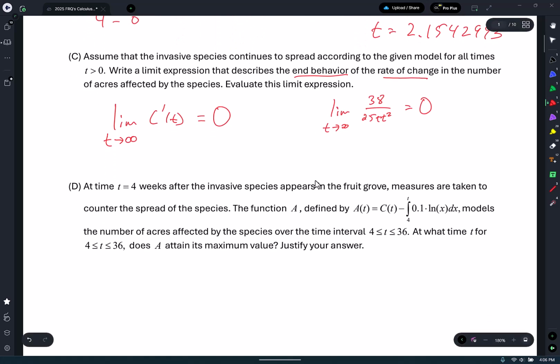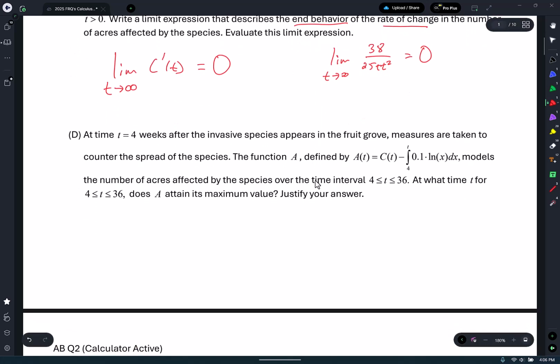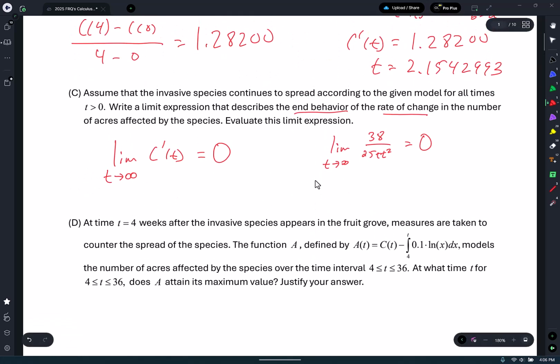All right, perfect. All right, let's go to letter D. By the way, guys, on letter C, you have a calculator. So you could have just looked at your calculator. You know what I mean?